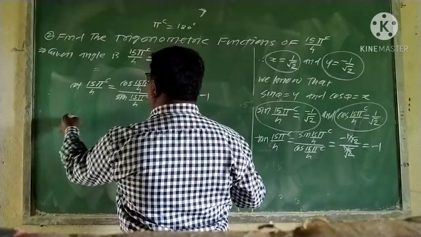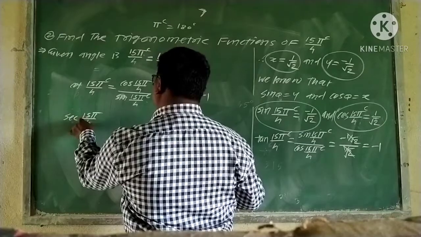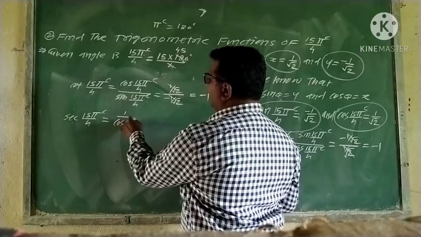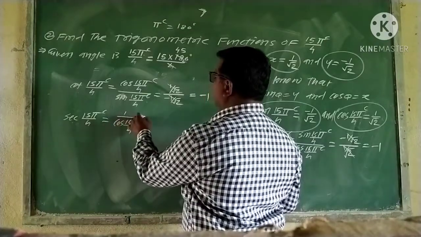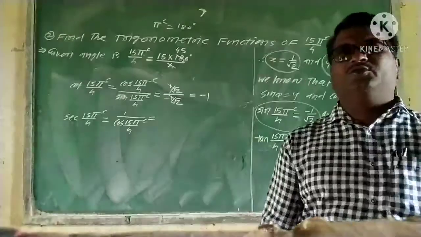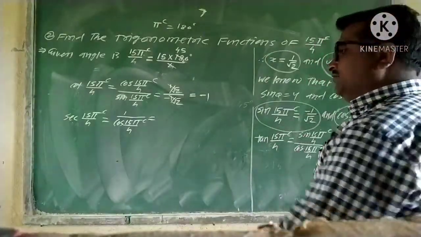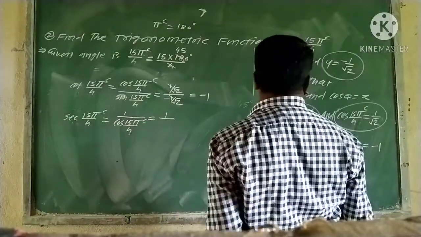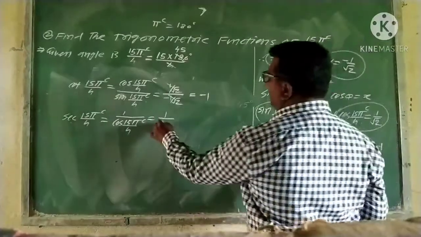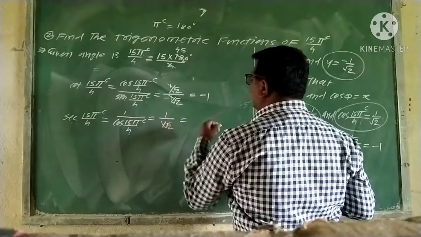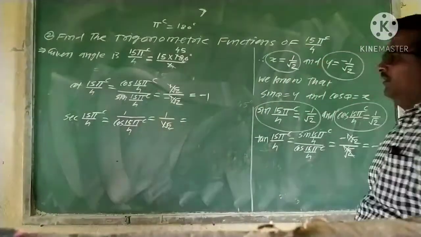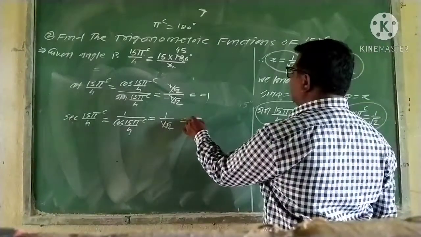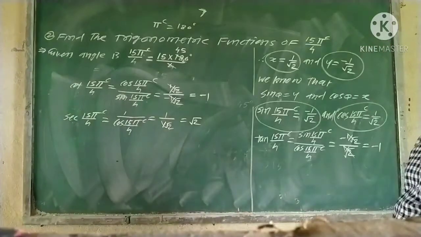Next, sec of 15 pi divided by 4 radian equals 1 upon cos of 15 pi divided by 4 radian. We know that sec theta equals 1 upon cos theta. So 1 upon 1 upon square root 2, where square root 2 is in the denominator of a denominator, so it moves to the numerator, and this equals square root 2.